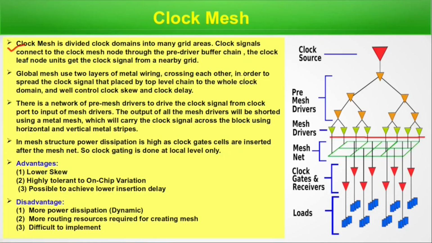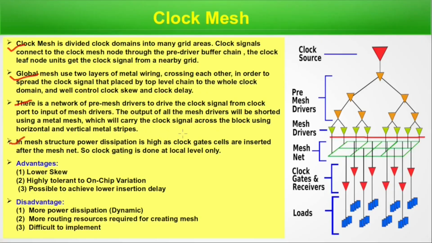The global mesh uses 2 layers of metal wiring crossing each other in order to spread the clock signal placed by the top level chain to the whole clock domain, and will control clock skew and clock delay. So the distribution scheme is different from the conventional one. There is a network of pre-mesh drivers to drive the clock signal from the clock port to the input mesh driver. This is the source and these are the mesh drivers. So there is a network in between that drives the clock signal from the source to the mesh drivers. The outputs of all mesh drivers are shorted using a metal mesh, which carries the clock signal across the block using horizontal and vertical metal stripes.